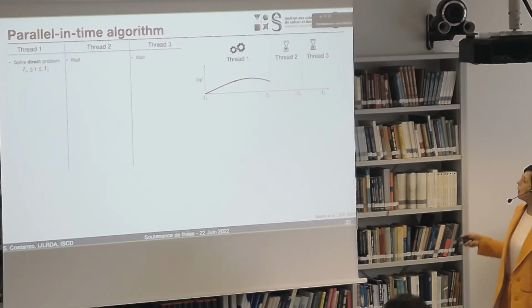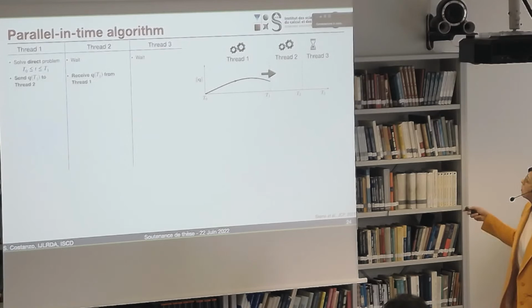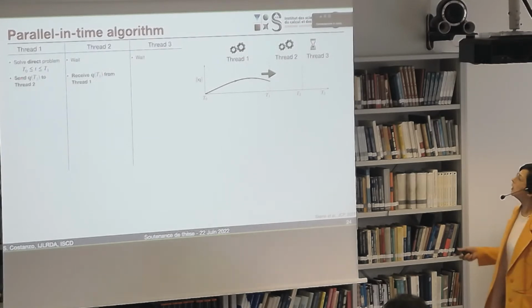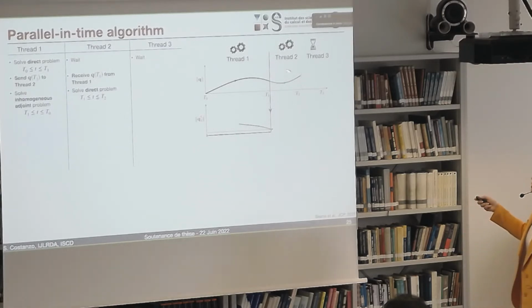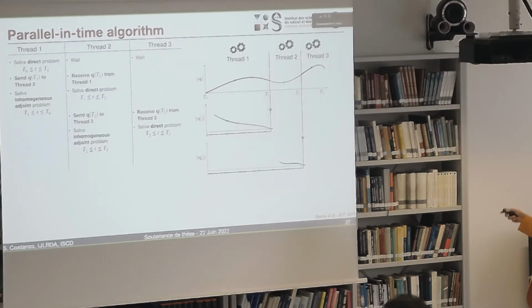Once we arrive to the boundary, we have a communication. So thread 1 sends QT1 to the next thread. And while the second thread is solving the direct equation, thread 1 can start solving the inhomogeneous adjoint equation backwards with 0 initial condition. And again, communication between 2 and 3. And while 3 is solving the direct, thread 1 and 2 can solve the inhomogeneous adjoint problem until the end. So now we are done with the direct problem.